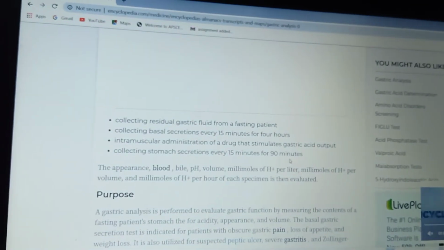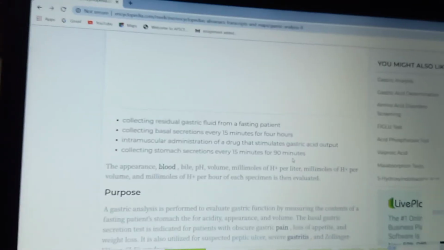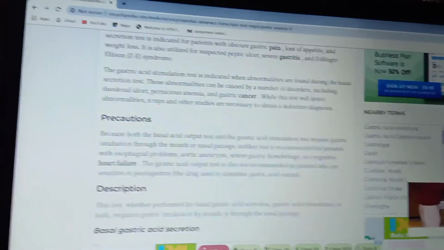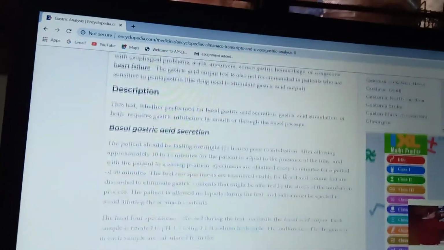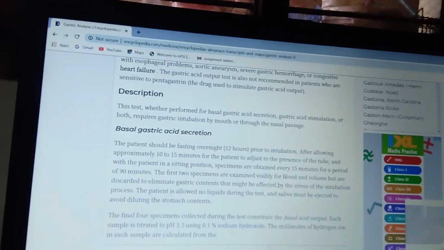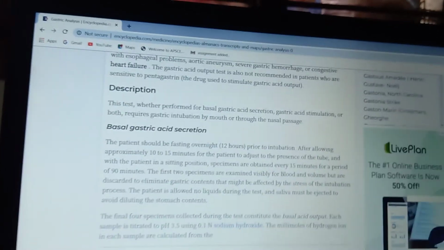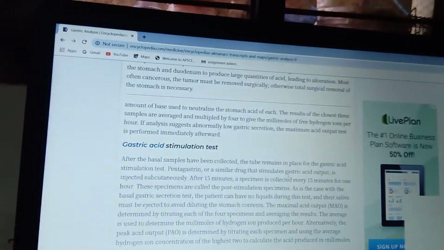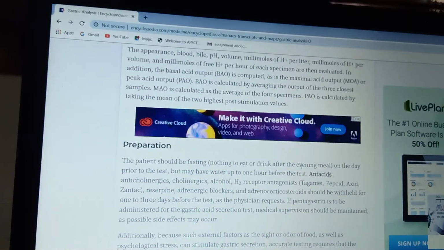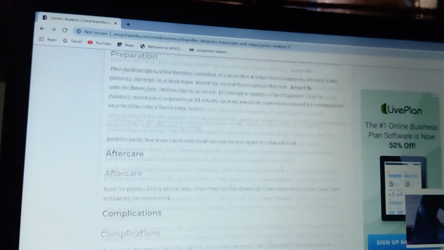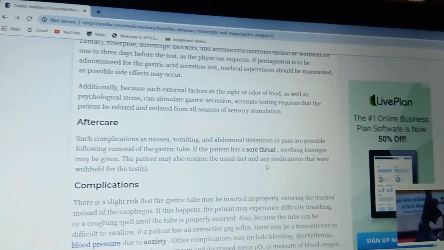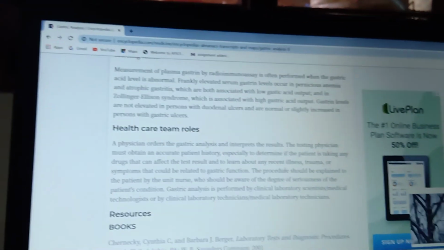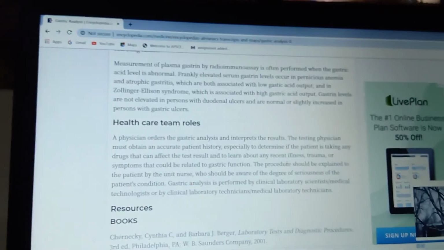Four types we have discussed, and the purpose, the precautions to be taken, and the description. And in which way you have to introduce the NG tube. And two procedures: the basal gastric acid secretion procedure, and also the gastric acid stimulation test. They do the analysis of that, and the preparation they make, the aftercare, the complications of the procedure, the results of the procedure, and the healthcare team roles.